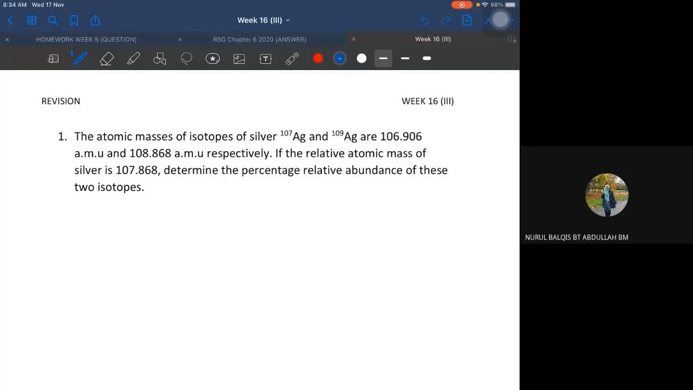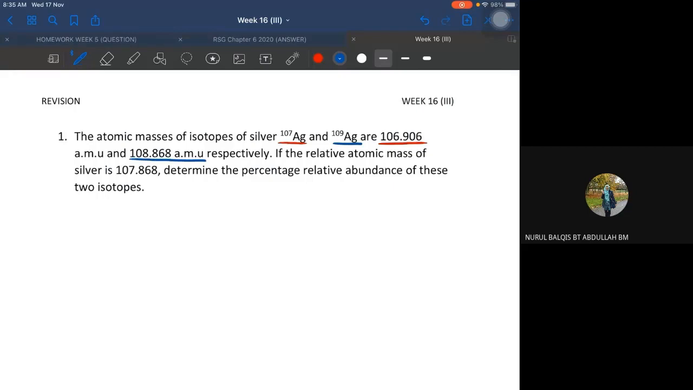So the atomic masses of isotopes of silver Ag107 and Ag109 are 106.906 AMU and 108.868 AMU respectively. Means untuk Ag 107 ni dia punya atomic mass. Lepas tu kalau Ag 109 ini dia punya atomic mass.